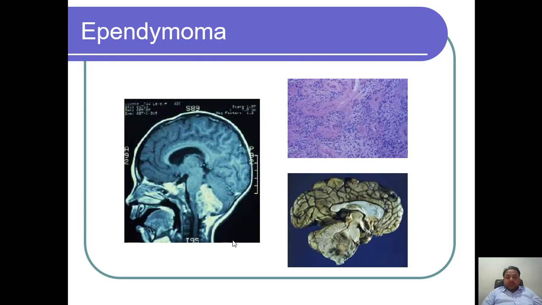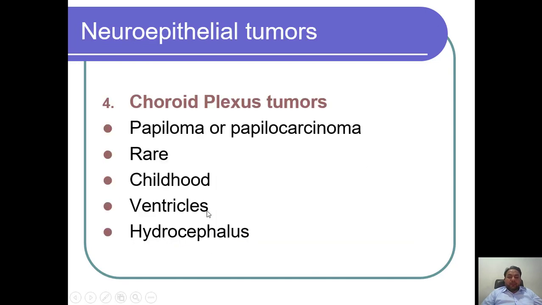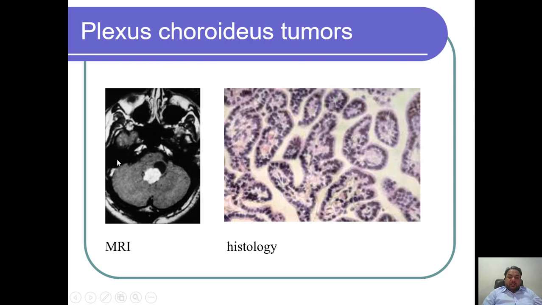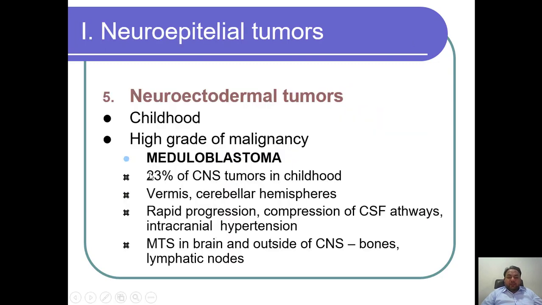Here is MRI brain of a patient showing ependymoma within the fourth ventricle. Then choroid plexus papilloma is a rare tumor, commonly seen in children, rare in adults. It also presents with hydrocephalus. This is an example of choroid plexus papilloma of the fourth ventricle.